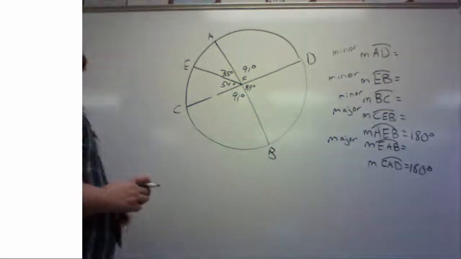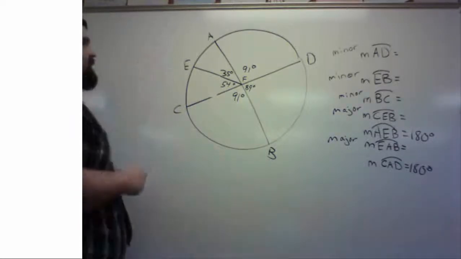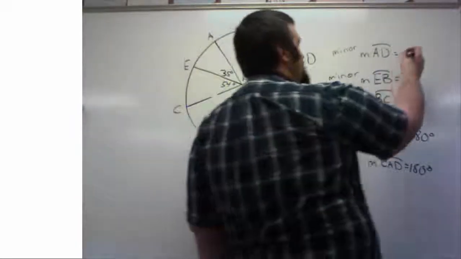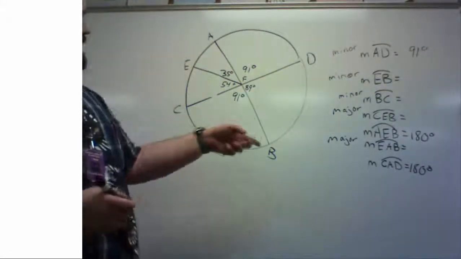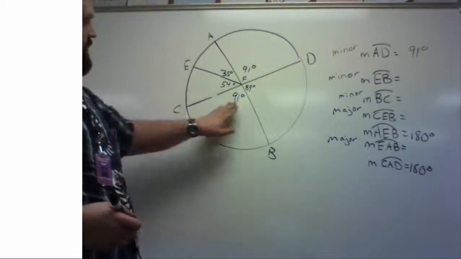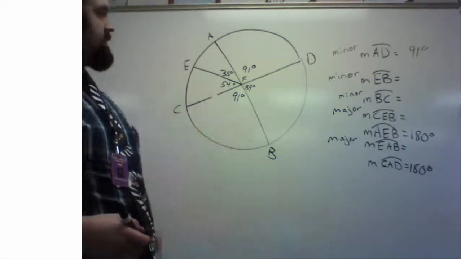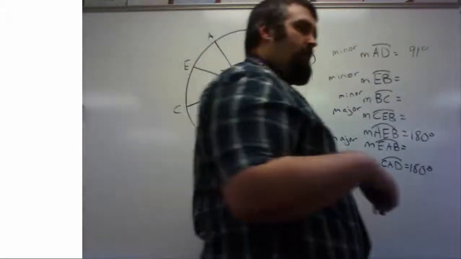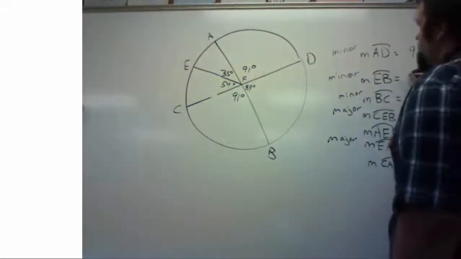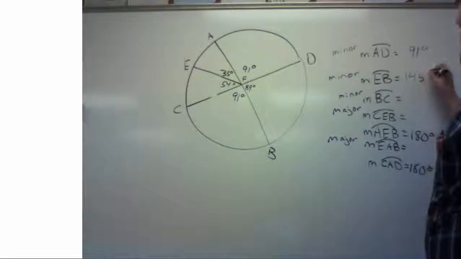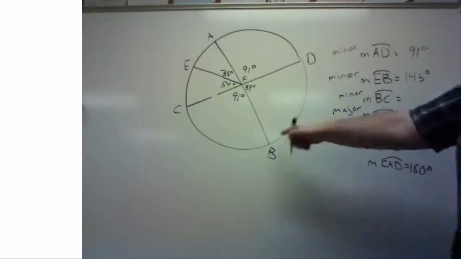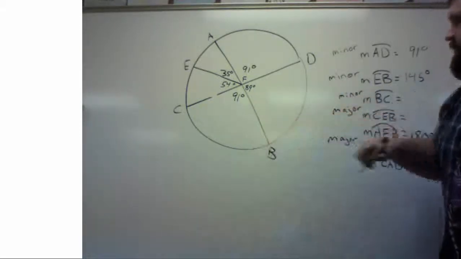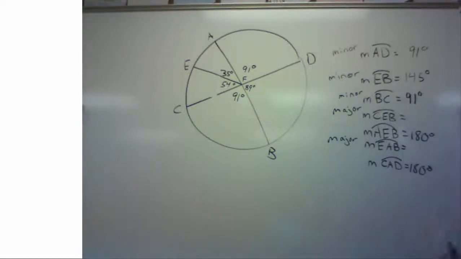So now that I have all those in, let's find the actual measures. Measure of arc AD. Arc AD, 91. Measure of arc EB. E to B, well, that's 54. This is 91. So 54 plus 91, I'm thinking 145 degrees. Yep, it's still a minor arc. It might be greater than 90 degrees, but it's a minor arc. How about arc BC? Well, that has a measure of 91 because the central angle is 91 degrees.